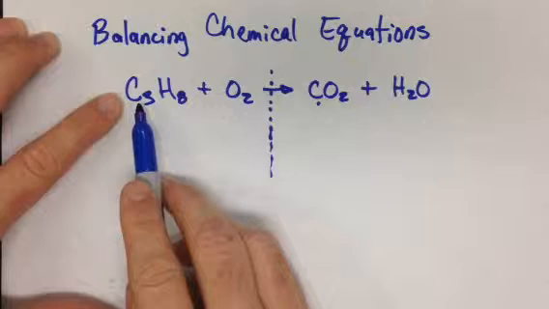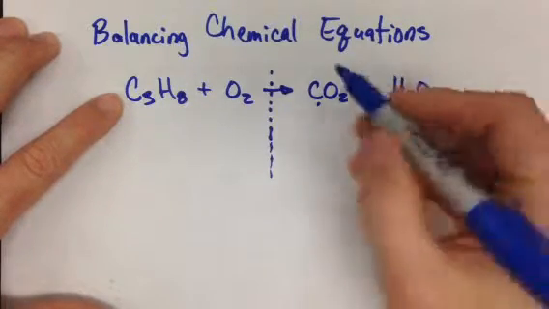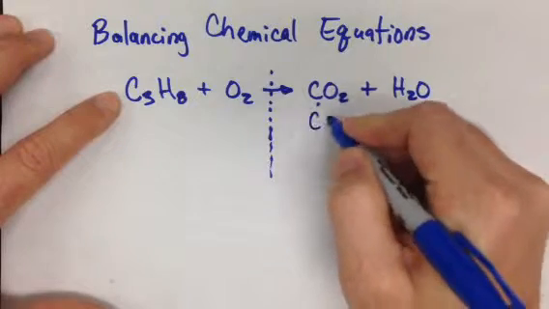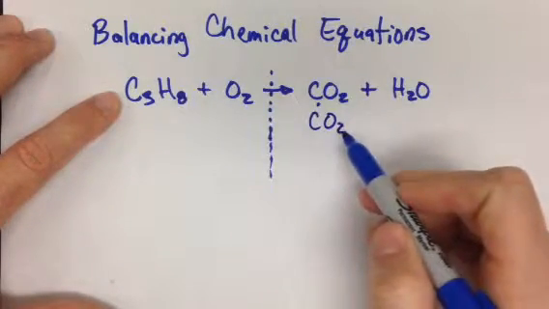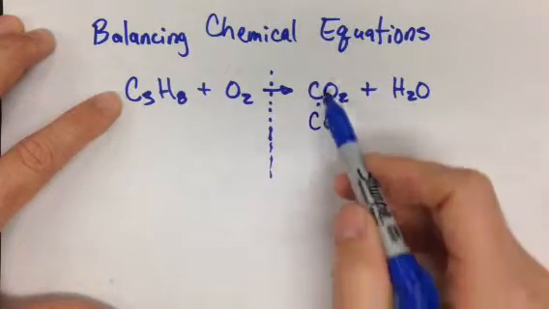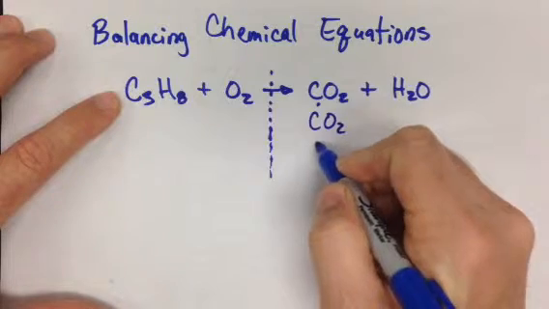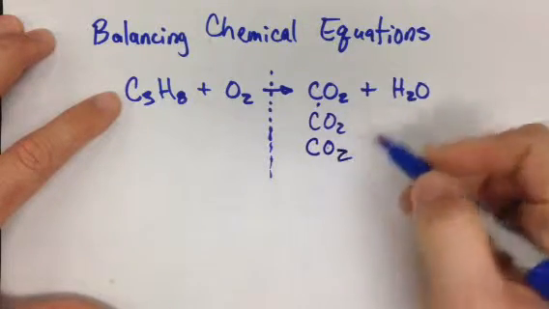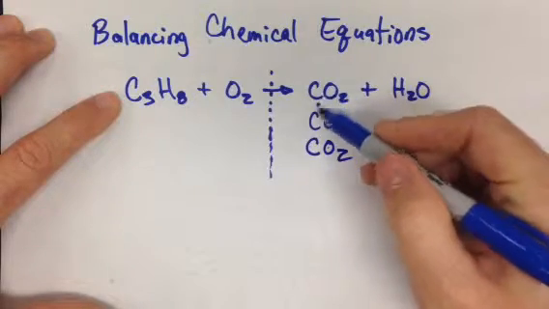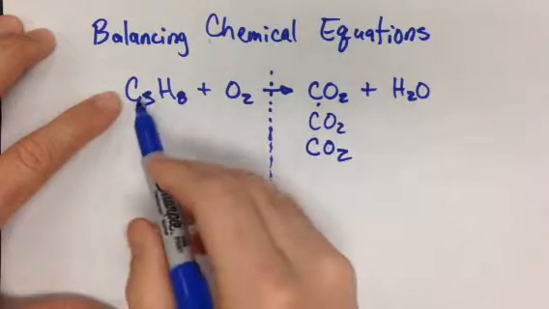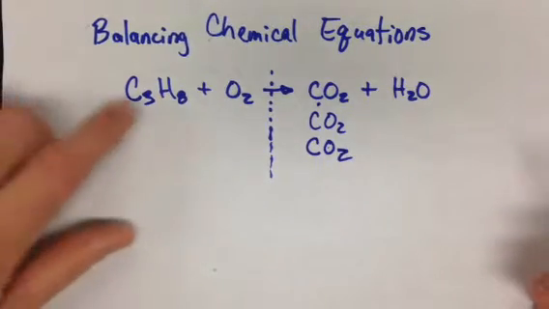Starting at the beginning, 3 carbons versus 1 carbon on the right. Always and only, add to the side that has less. We have to add in another carbon dioxide molecule. 3 carbons, 2 carbons. Always and only, add to the side that has less. Adding in another third carbon dioxide molecule gives me 1, 2, 3 carbons versus 3 carbons. So right now, carbons are balanced.